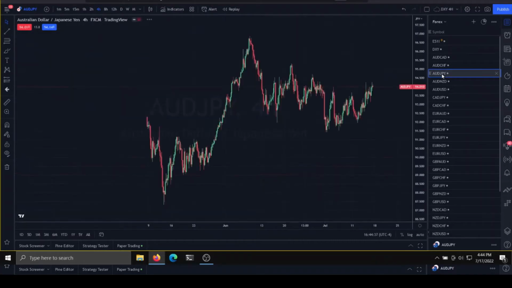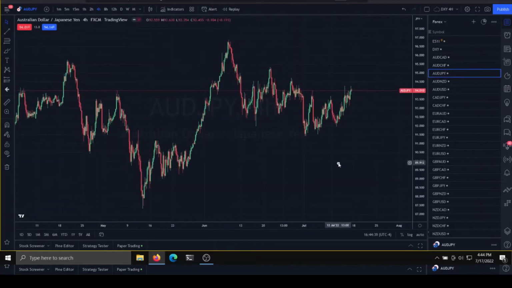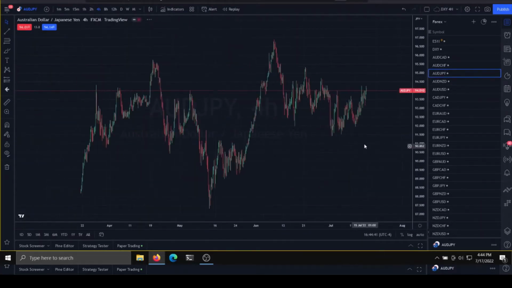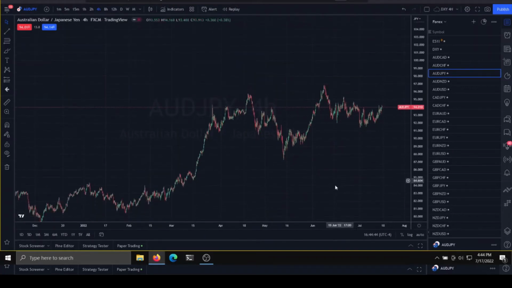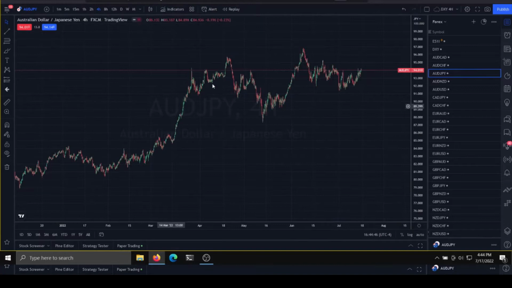Aussie JPY. All right, so here's the big move up. Then you have this correction, then this move up. Question is, is this 1, 2, 3? Are we still in the correction? Or is this the only correction? And then you have an impulse, correction, more upside.